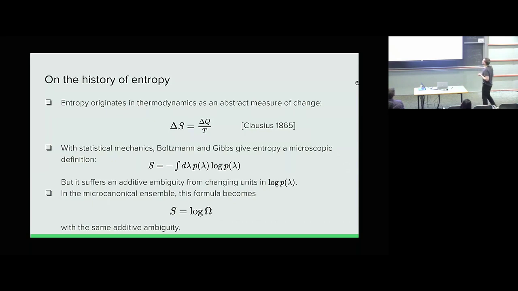Now, of course, in the next 30 or 40 years, Boltzmann and Gibbs come along and they do this amazing thing. They invent statistical mechanics. And when they invent statistical mechanics, they give this entropy that Clausius came up with a microscopic definition. They think about classical mechanical systems that are probabilistically distributed over phase space. And they define this quantity S equals minus integral P log P, where P is that phase space distribution.